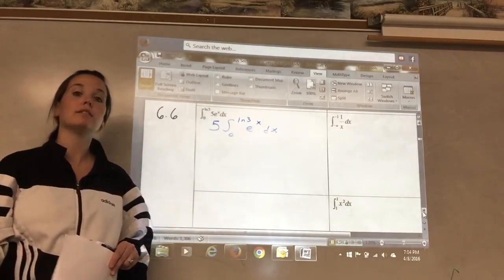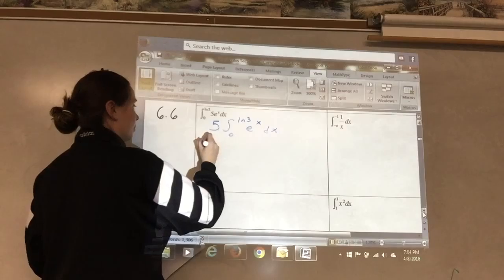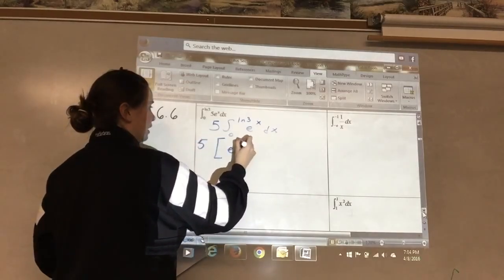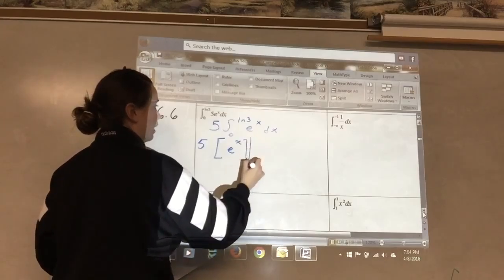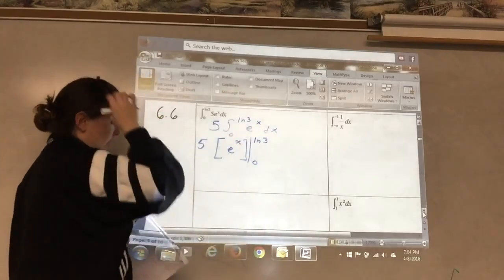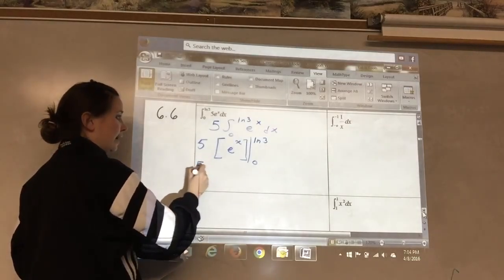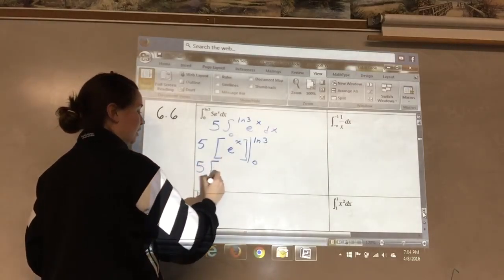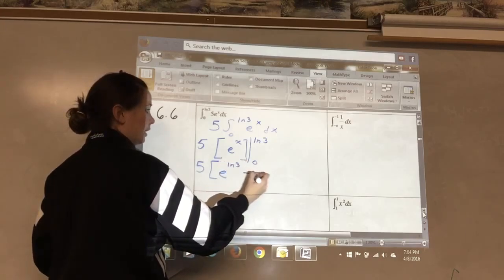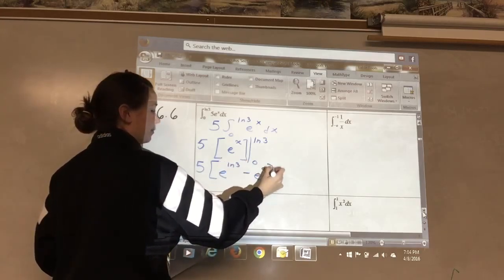So the integral of e to the x is e to the x. So I'll put my 5 here, I'll put my e to the x, and I'll be evaluating that from 0 to the natural log of 3. Okay, so 5 again hangs out. I need e to the natural log of 3 minus e to the 0.